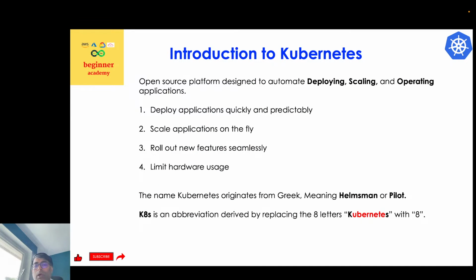So what is Kubernetes? It is the number one orchestration tool. First thing is it's open source. It's free. It is being used for deploying and scaling.